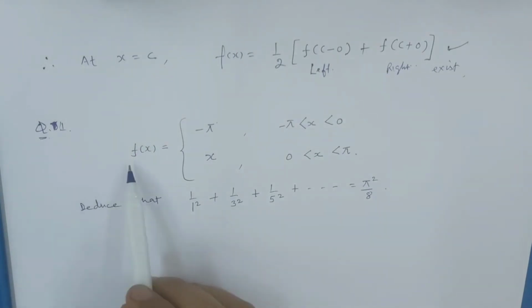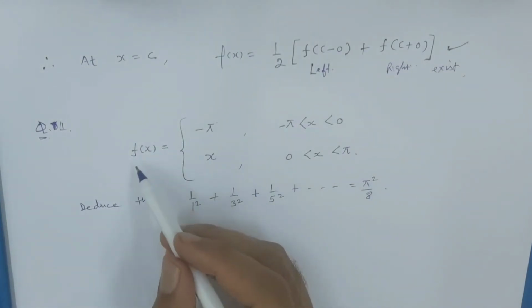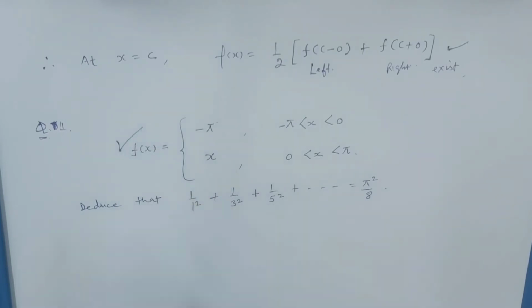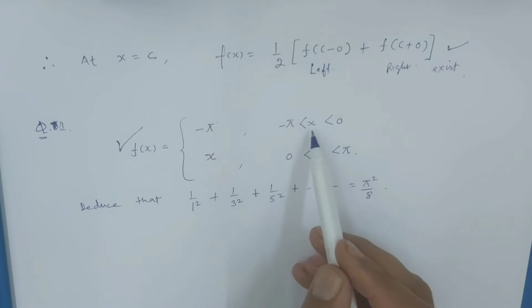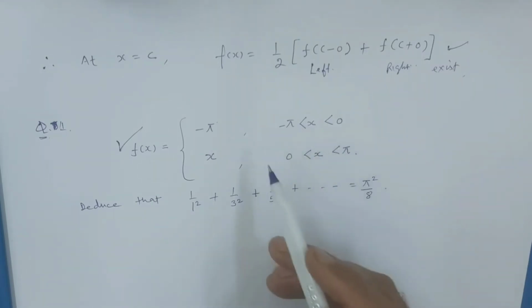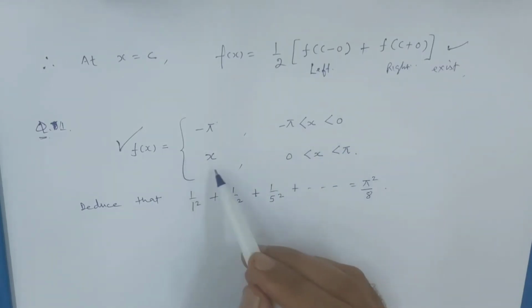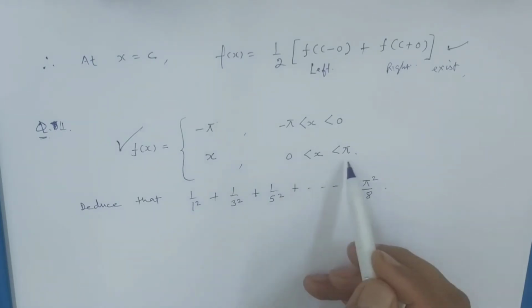Let's take question number 1. Find the Fourier series expansion for f of x equal to minus pi, where x lies between minus pi to 0, and f of x equal to x, where x lies between 0 to pi.